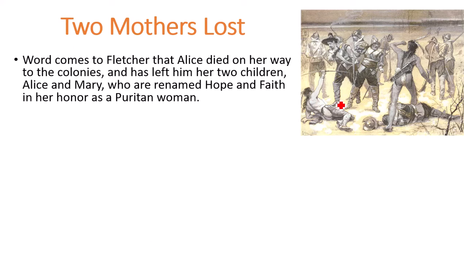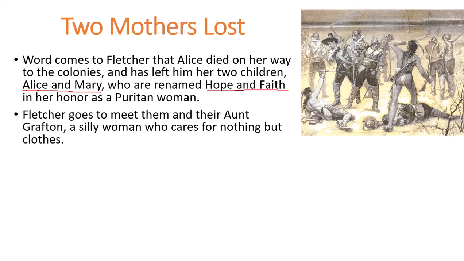And this is a little bit confusing. These are their names initially, and then their names are changed to Hope and Faith, and it seems to honor her Puritan faith. Mary being thought of at that point as a little bit more of a Catholic name. So they're renamed Hope and Faith. Fletcher goes to meet them along with their Aunt Grafton, who is kind of a silly woman who just cares about clothes and not as pious as Fletcher or his family.